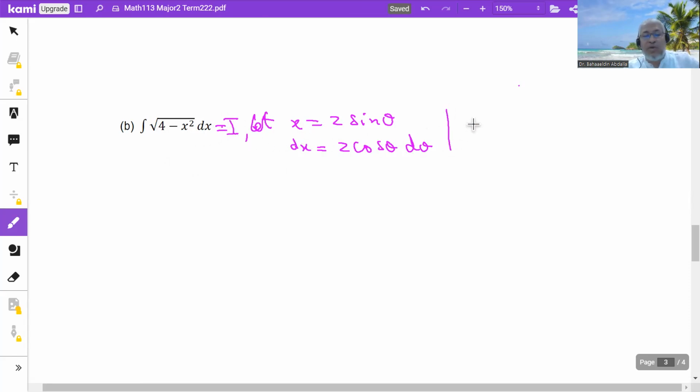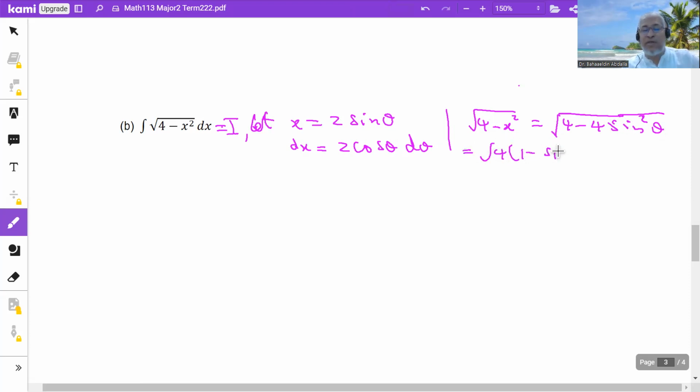And let us check the square root. So the square root of 4 minus x squared. Now this trigonometric substitution should enable me to get rid of the square root. So I'll have 4 minus, now x is 2 sine theta, so x squared would be 4 sine squared theta. And then I can take 4 as a common factor, and I'll have 1 minus sine squared theta. But 1 minus sine squared theta is cosine squared theta, so I have 4 cosine squared theta.